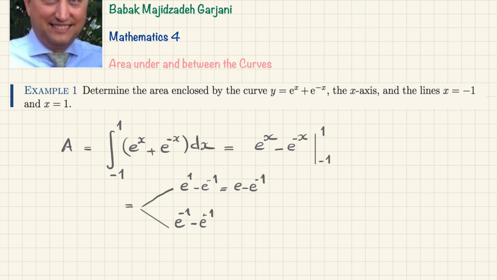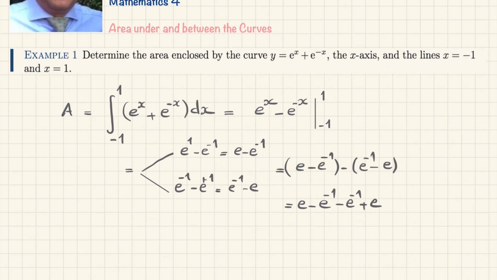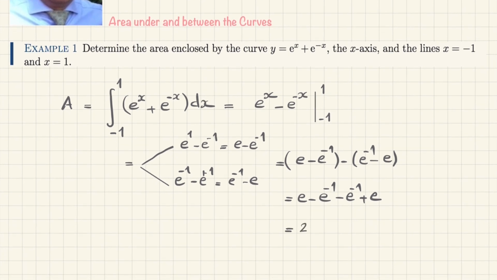It's positive. So then it becomes e to the power -1 minus e. Then you go horizontally and subtract the number above minus the number below. It becomes e to the power e minus 1 minus e to the power -1 plus e. And then what you get is 2e minus e minus 1.